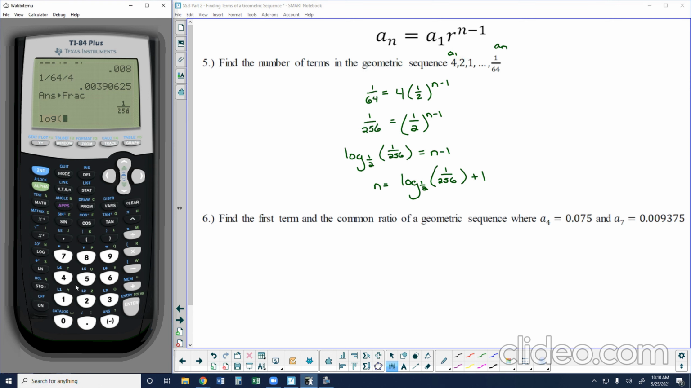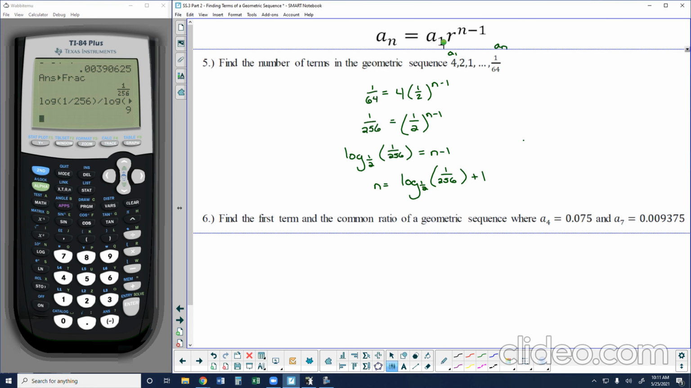So my expression, and some of you can probably do this in your mind, would be log base 1/2 of 1 over 256, plus 1, which I can input into my calculator quickly here using the change of base formula. So log of 1 over 256 divided by log of 1 over 2, and then plus 1, and this is going to tell me that there are 9 terms in the sequence.